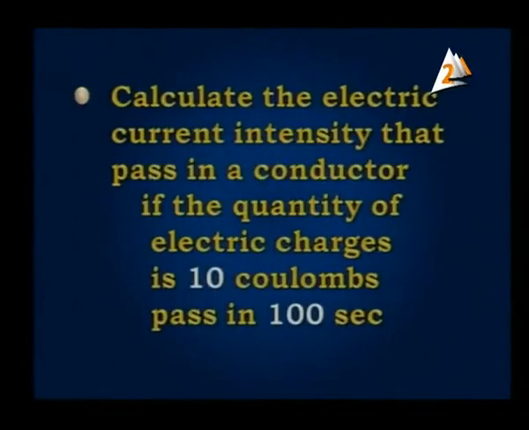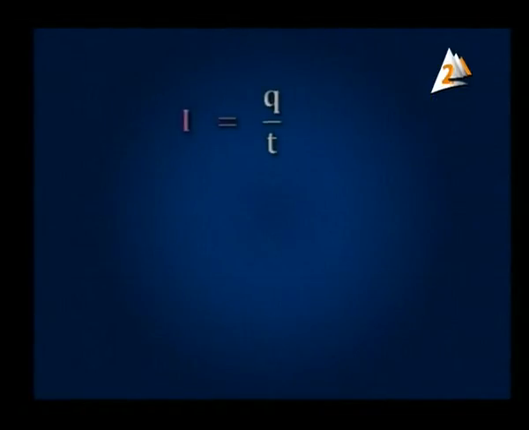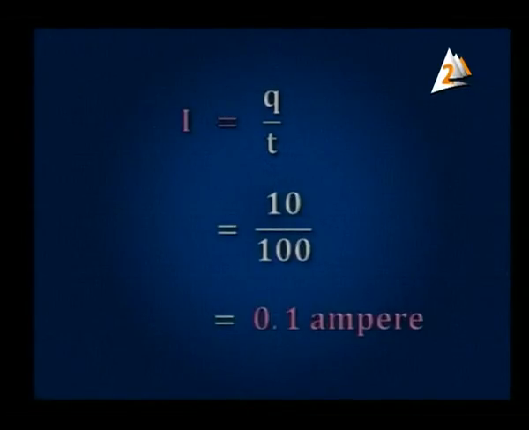Calculate the electric current intensity that passes in a conductor if the quantity of electric charge, 10 coulomb, passes in 100 seconds. Here we have the coulomb and the time. So I need this one to know this one. Here we have I equals Q divided by T. So this is 10 divided by 100 equals 0.1 ampere. It is very easy to know this rule and to make the calculation and the final result. These are the 3 parts of this problem.